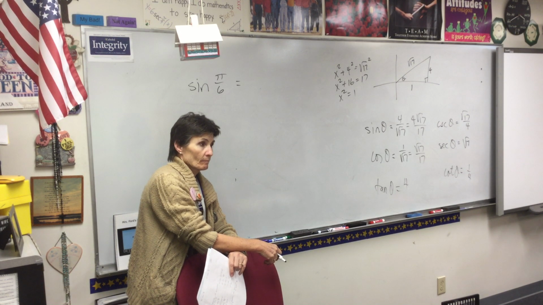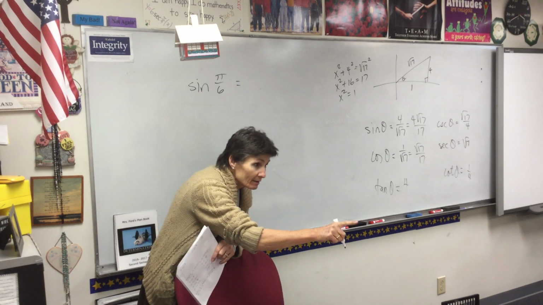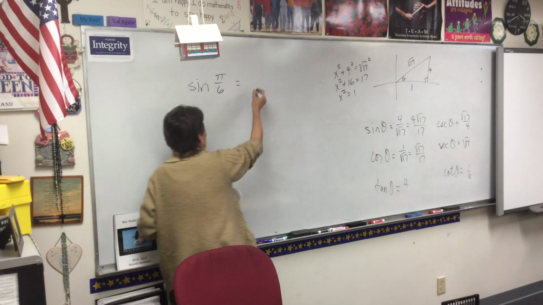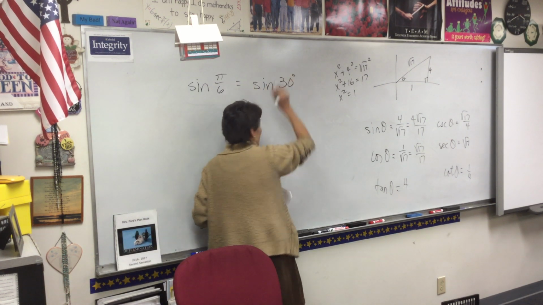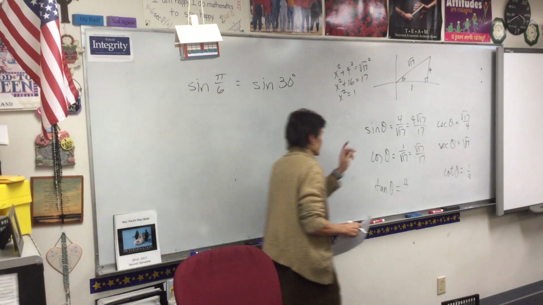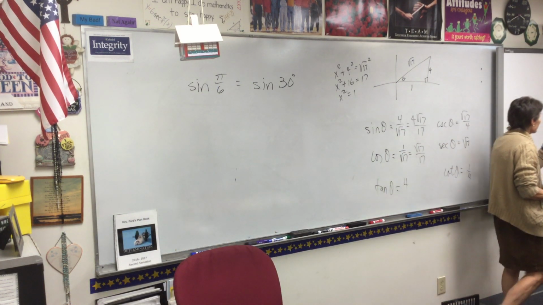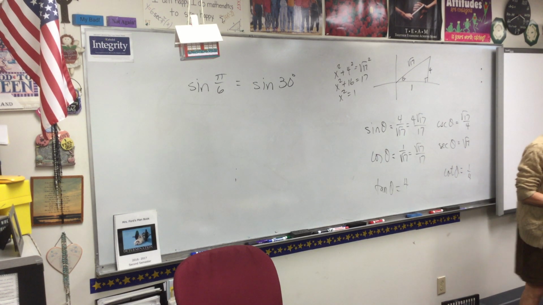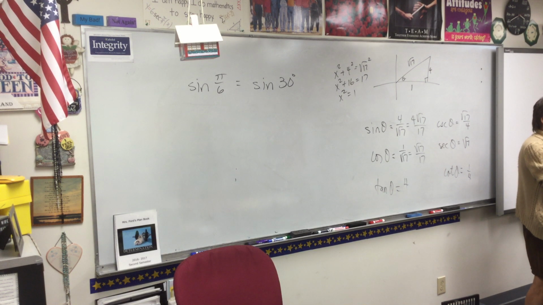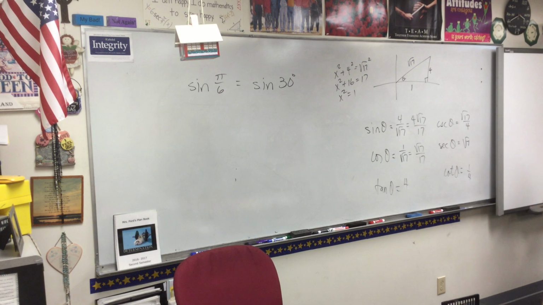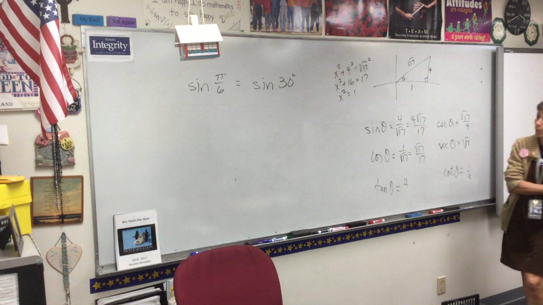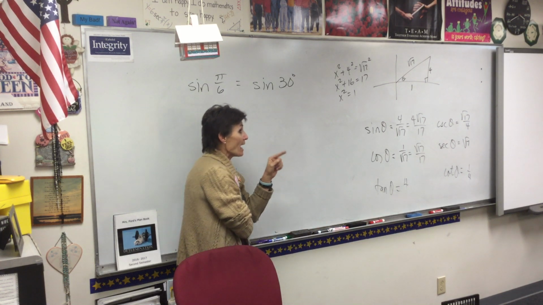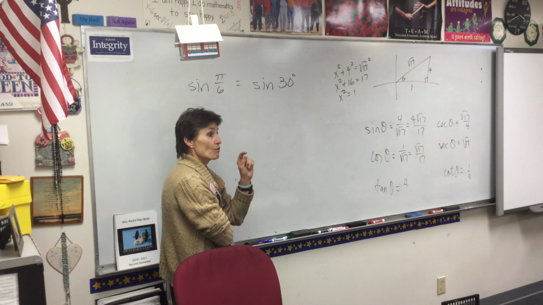What did you say? Pi is 180, so pi over 6 would be what? 30. So Jalen is all over this. He says, all right, Mrs. Ford, I don't do this radian thing. It's too confusing for me. So I'm going to change that pi over 6 into degrees. And since I know that pi is 180, this is something that we must have memorized, I'm going to do 180 divided by 6, and that is 30. So I am being asked to find the sine of 30.